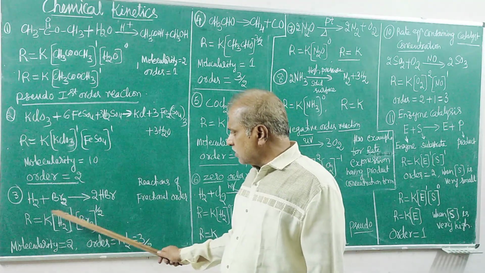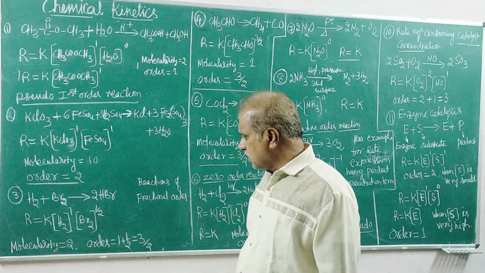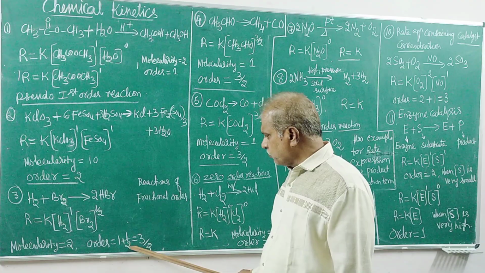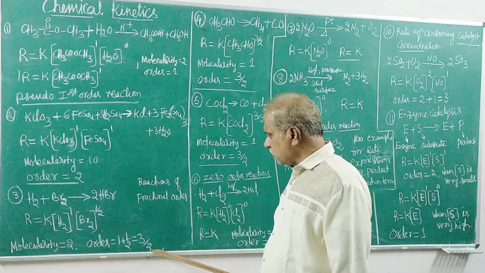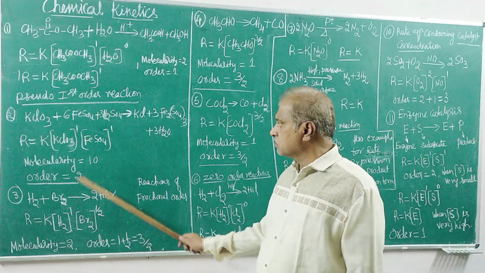So in this rate of reaction, the rate constant of this reaction, here molecularity is 2, order is 1 plus 1 by 2 equals 3 by 2. So 3 by 2 is again a fraction, the overall order of reaction.